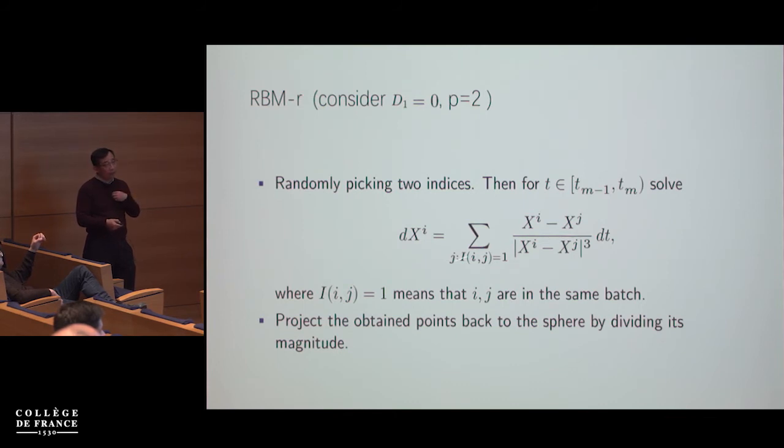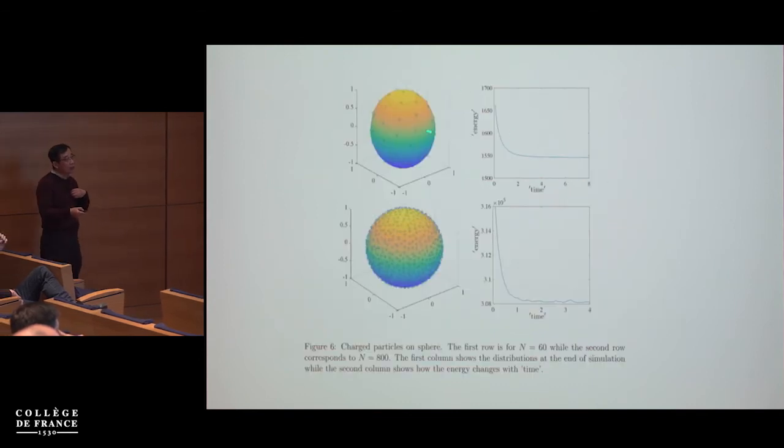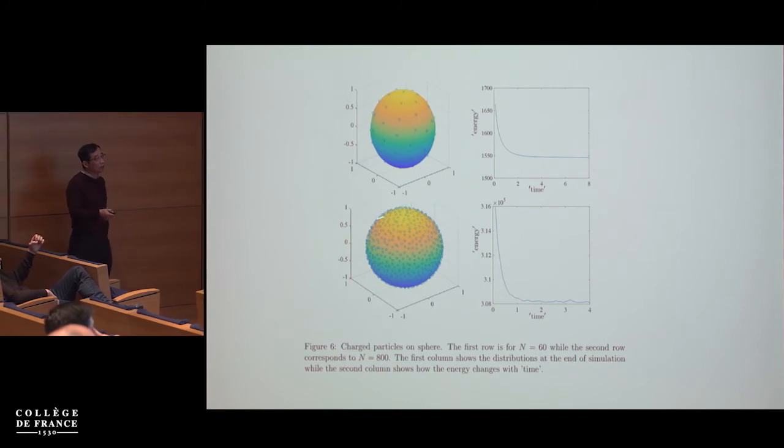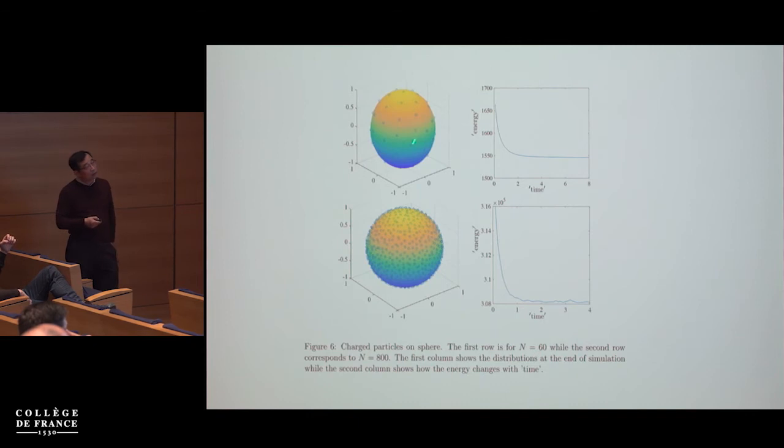We solve analytically, then we project, because these xi are vectors. You solve it analytically, then you divide each vector by its length, so it becomes a unit vector, and they are on the unit sphere. So our method just has 2 steps: you evolve this one-particle Coulomb interaction, then you project to the unit sphere by dividing by the magnitude. Here you see the decay of the energy. This one has 60 particles, this one has 800 particles. And actually, the invariant measure is a uniform distribution for this problem, and you do see that these particles are kind of uniformly distributed on the sphere.